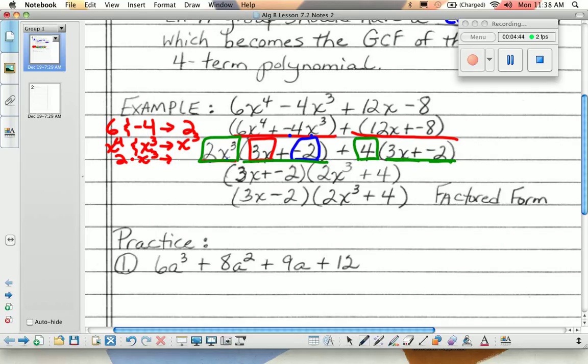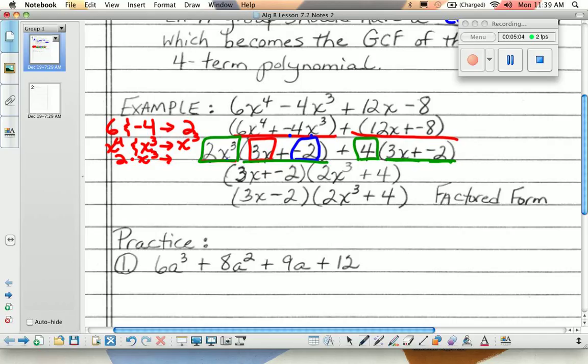They're exactly the same. They are both 3x plus negative 2, because they both have that factor. I need you engaged here. Because they both have that same factor, that becomes the GCF of the whole thing.